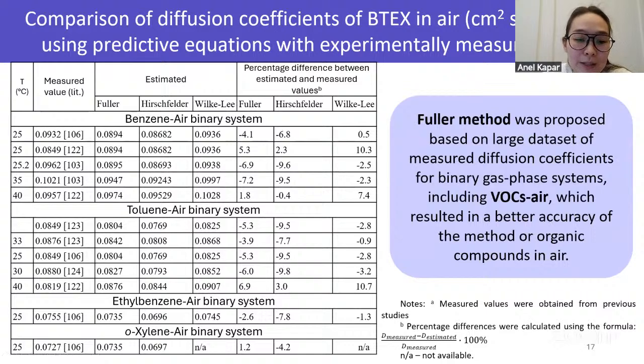Comparison with experimentally obtained values is demonstrated in Table 1, where the percentage differences between predicted and experimentally obtained values of DA were in the range from 0.5 to 7.2% with the Fuller equation, from 0.4 to 18.7% with the Hirschfelder equation, and from 0.5 to 11.7% with the Wilke-Lee equation. Therefore, the Fuller method was selected as optimal for prediction of the diffusion coefficient in air, as it is simple and does not require additional experiments.